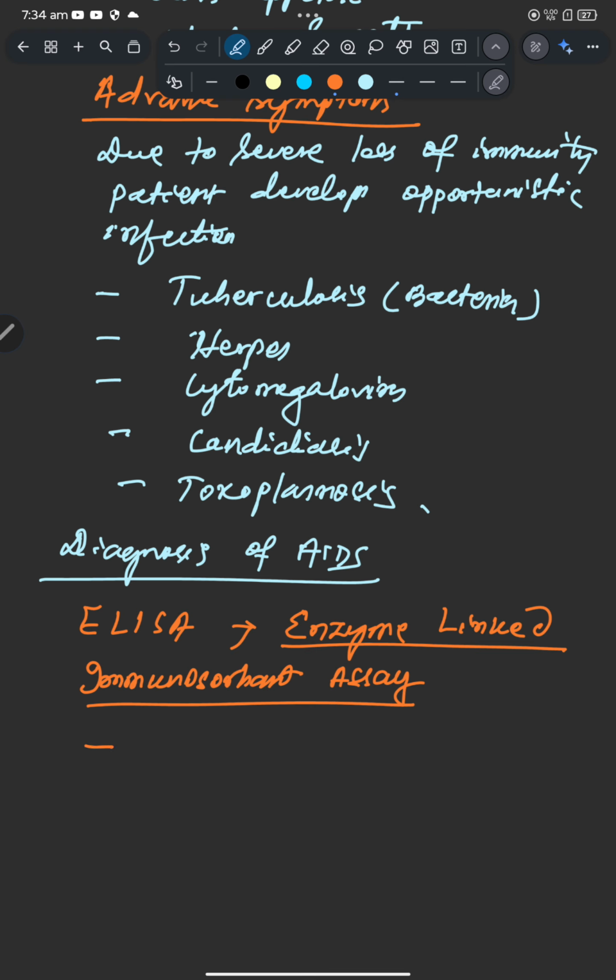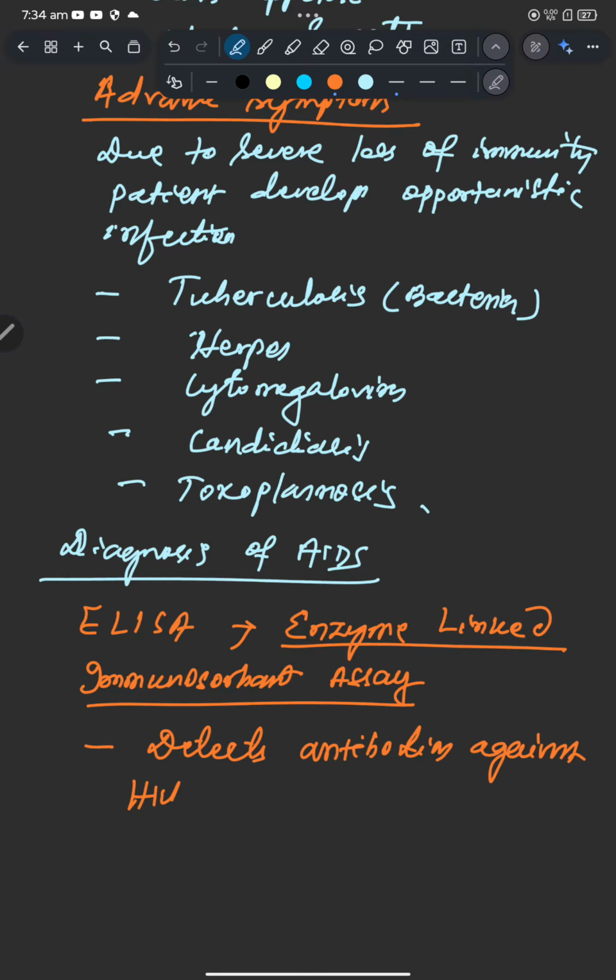तो ये क्या करता है? डिटेक्ट एंटीबॉडीज अगेंस्ट HIV. देखो, आपके बॉडी में जब कोई इन्फेक्शन होता है तो आपका बॉडी एंटीबॉडी प्रोड्यूस करेगा इनिशियली. तो अगर एंटीबॉडी प्रोड्यूस हो रहा है HIV के अगेंस्ट में, तो आपको इस टेस्ट से पता चल जाएगा एंटीबॉडी प्रेजेंट है, मतलब इन्फेक्शन है.